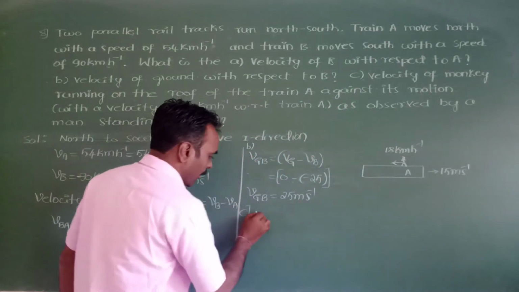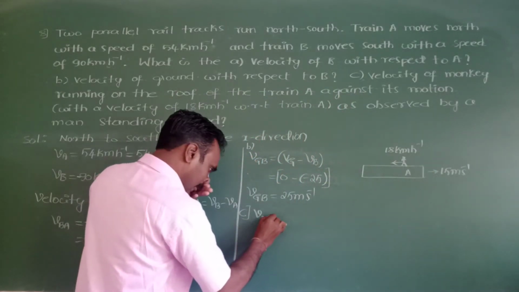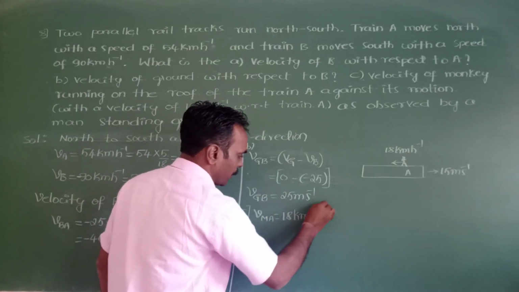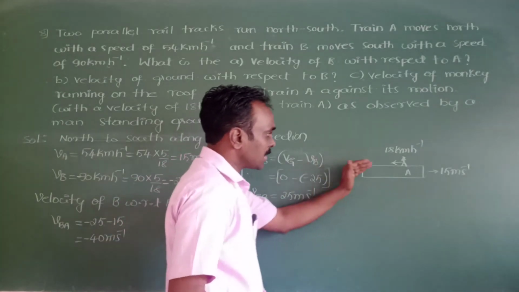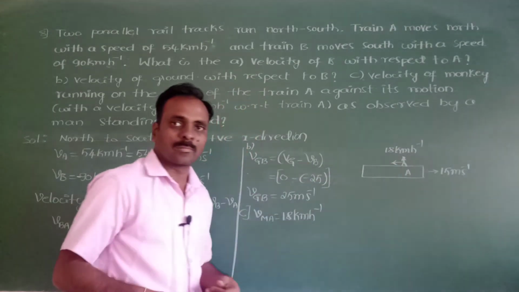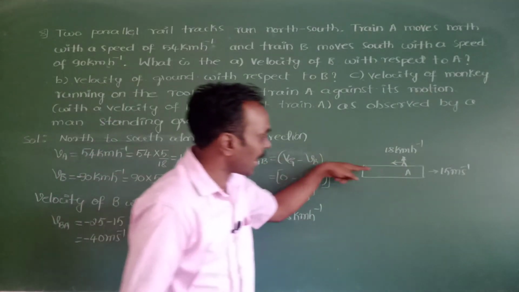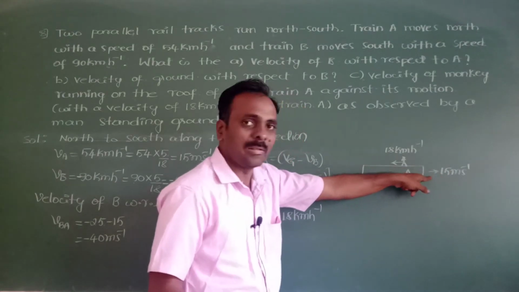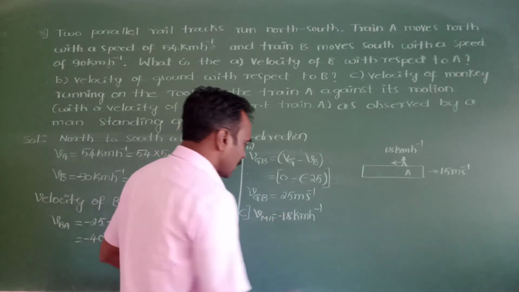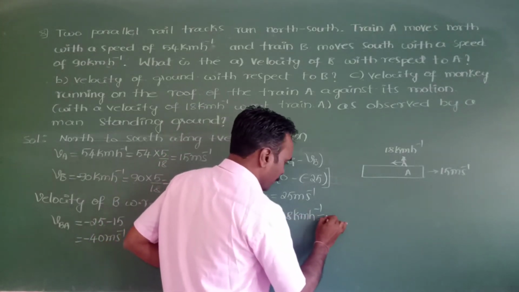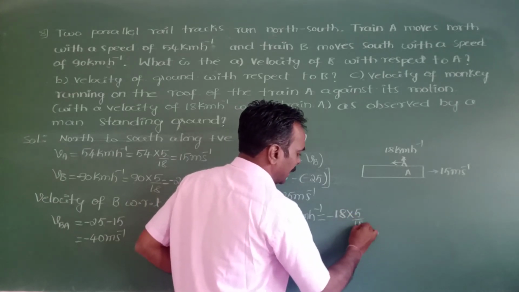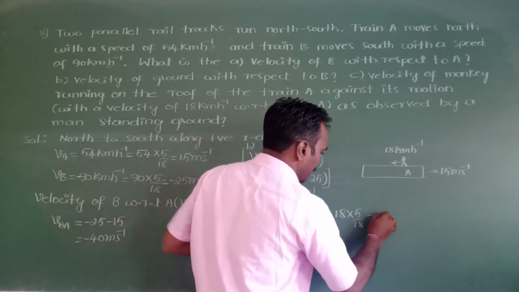Okay, the velocity of monkey with respect to A is 18 km per hour, and the velocity of A we have taken positive, and the monkey is running opposite to that one. The monkey is running opposite to the direction of velocity of A. So here we have to take this as minus. So then convert it into meter per second. Minus 18 into 5 by 18, we get minus 5 meter per second.